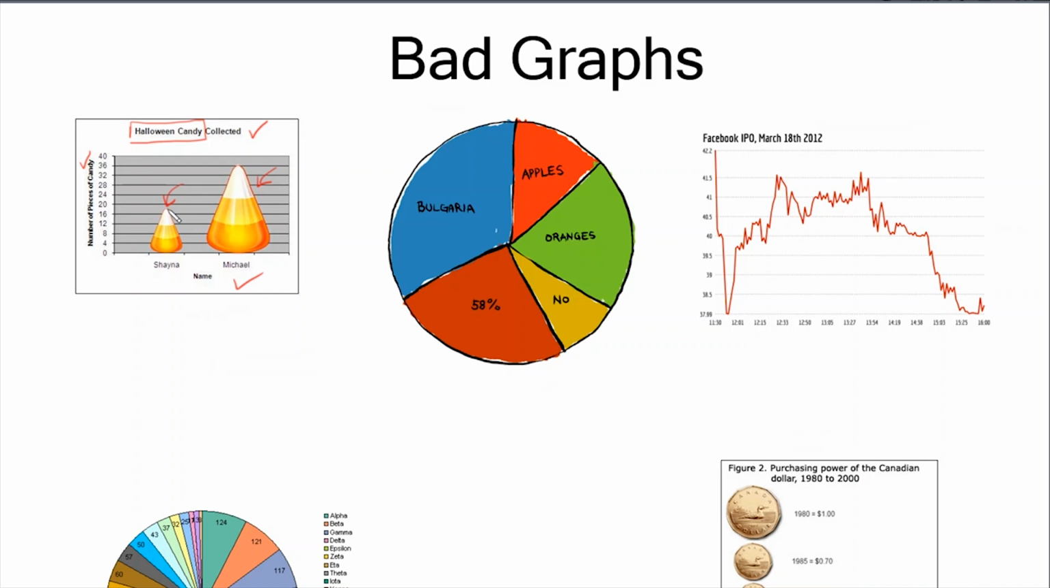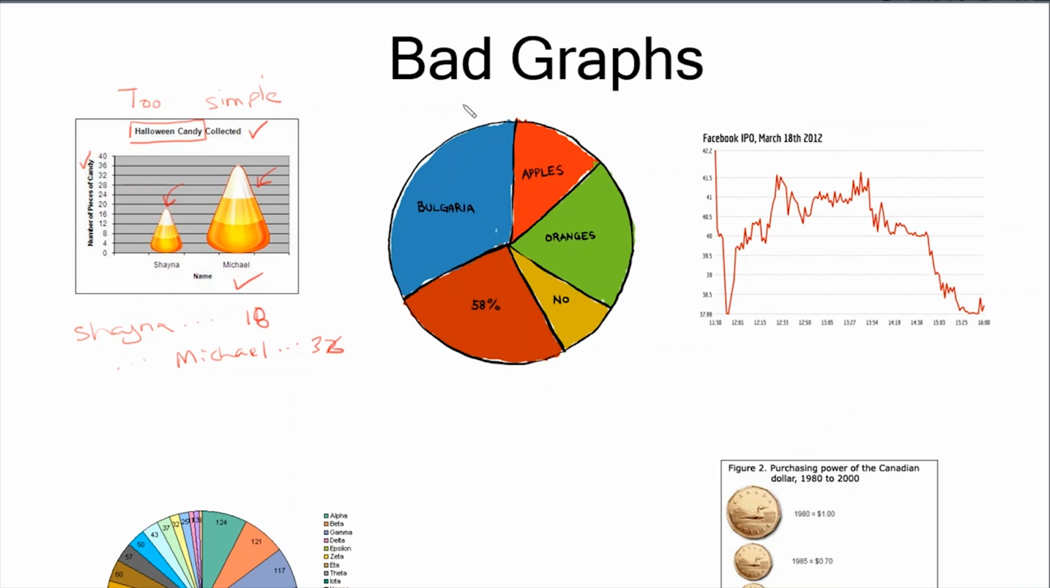The second thing is, okay, well, Shayna has 18 candies and Michael has 36 candies. Who cares? Why is there a graph for this? It is too simple for a graph. This information could just be represented in one line, as in Shayna, 16, Michael, 32, or 36 or whatever, 18 I think this was actually, right? And we'd have all the information we needed. So this is far too simple for a graph. It does not need to be there.